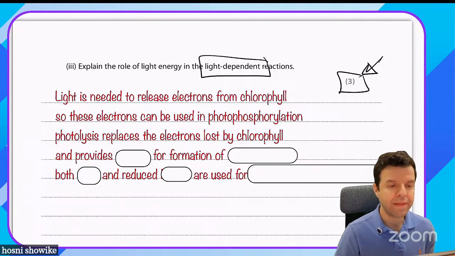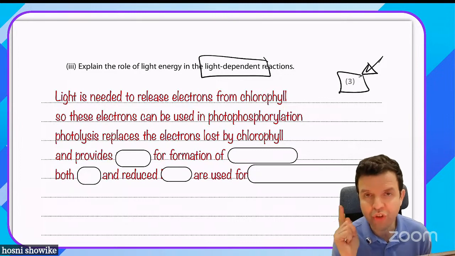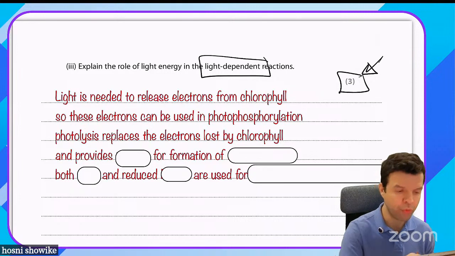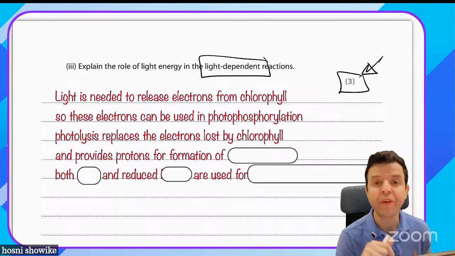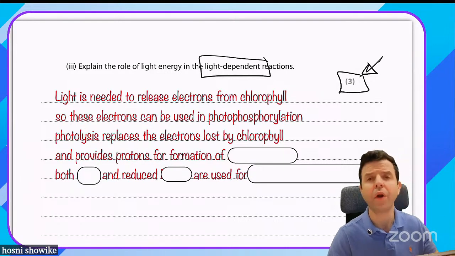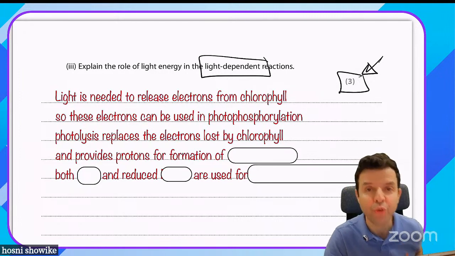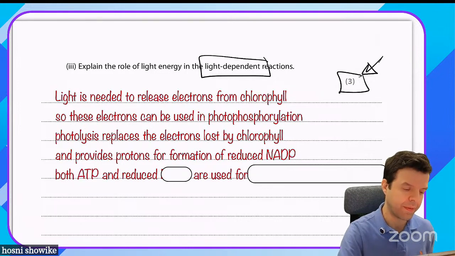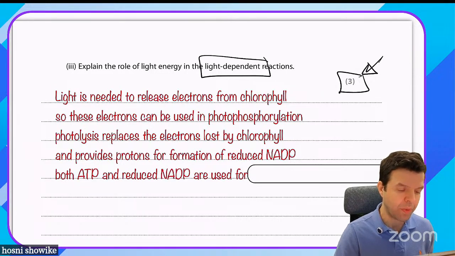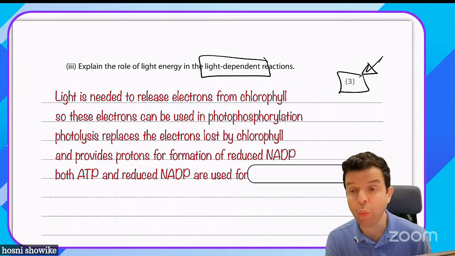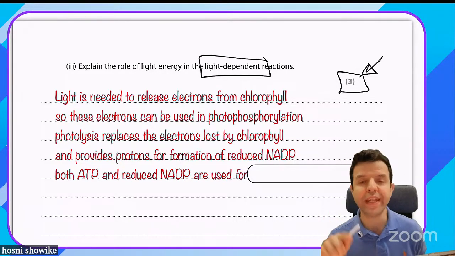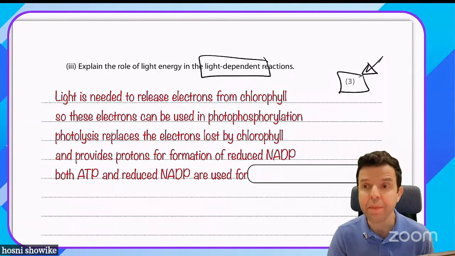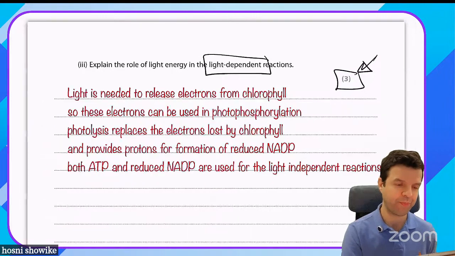This is essential because those hydrogens you get from water, those hydrogen ions, protons, are essential to make reduced NADP. I'm talking here about the products of the light-dependent reaction, reduced NADP and ATP. Okay? Those are going to be used later on. Where do we use the ATP and reduced NADP? We use them together during the Calvin cycle, the light-independent reactions. Okay?